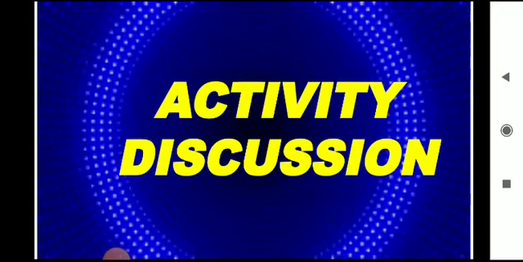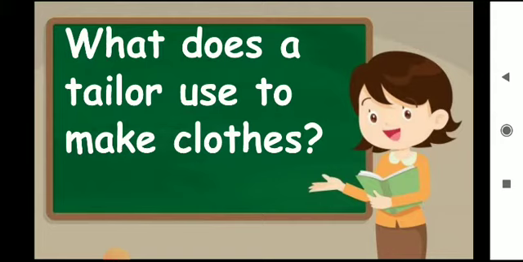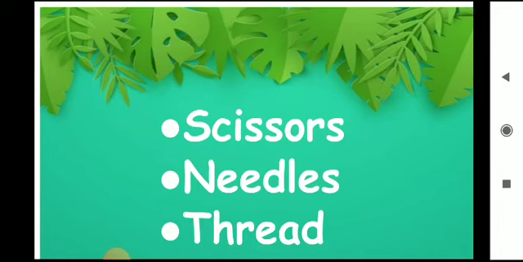Now moving towards our activity discussion. Our question number 1 is, what does a tailor use to make clothes? Do you know a tailor uses different tools for sewing the clothes, right? What are the different tools that a tailor uses? Your answer will be, a tailor uses scissors, needles, thread. These are the tools that are used by the tailor for stitching any cloth.